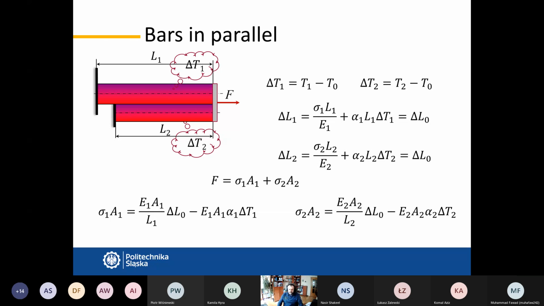And if the body is not constrained and it's equally heated or cooled, so the temperature distribution in the material is the same, so that there is a constant temperature at a given time. So we have no distribution within the body, and there is no external constraints, so the body can freely deform. There will be no stress.